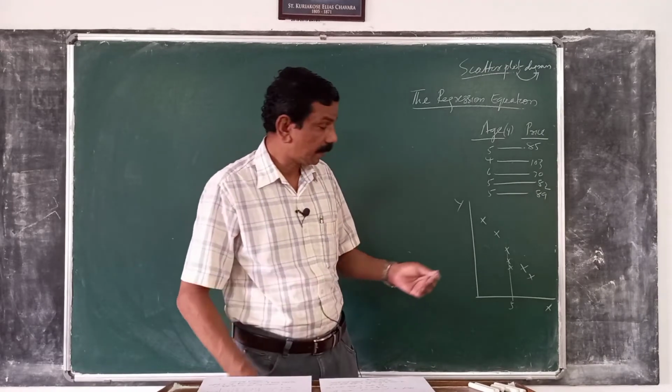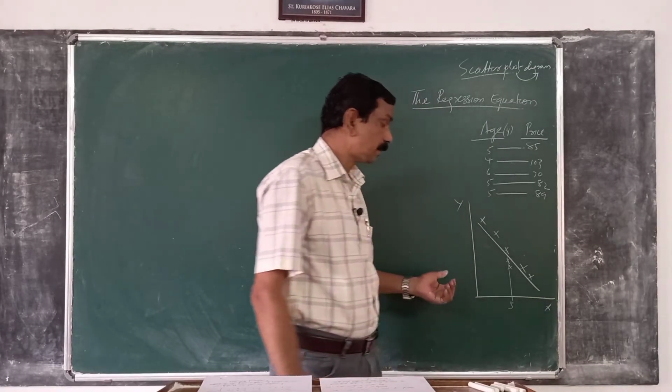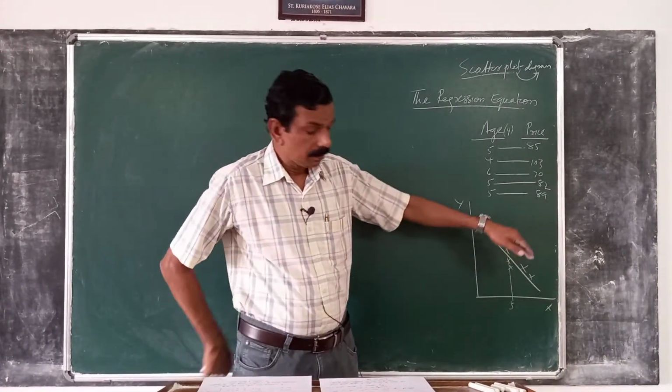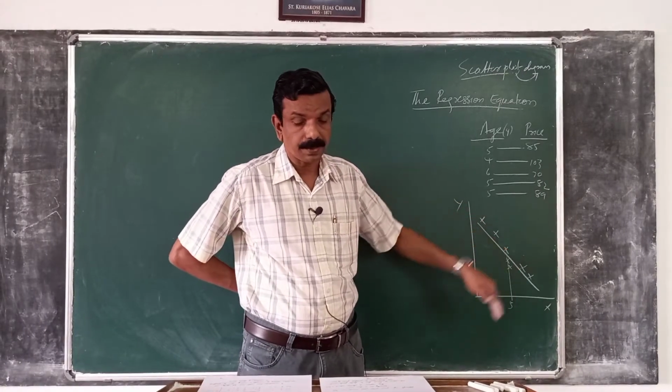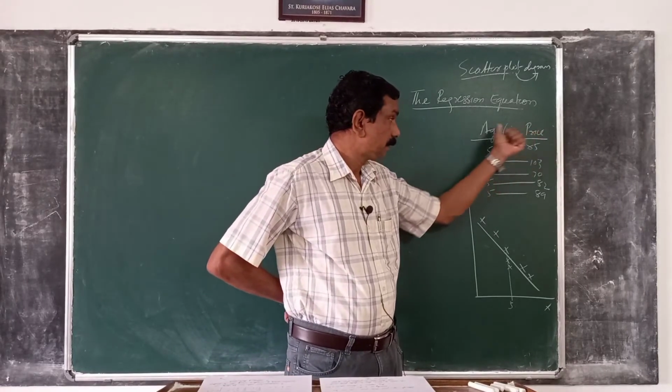So we want to fit a line to the data points, and use this line to predict the price of the car based on age.